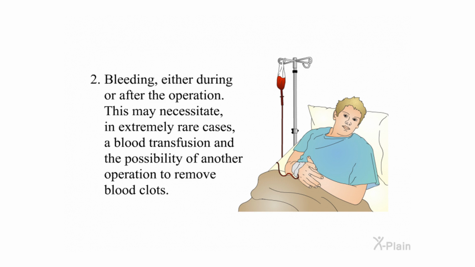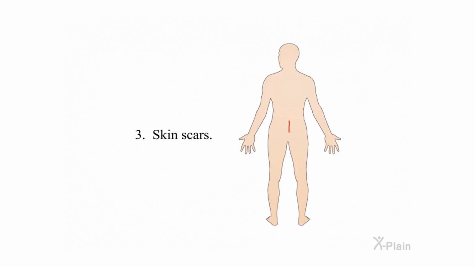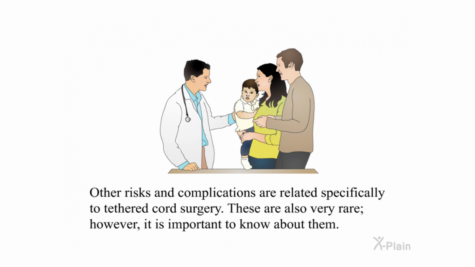2. Bleeding, either during or after the operation. This may necessitate, in extremely rare cases, a blood transfusion and the possibility of another operation to remove blood clots. 3. Skin scars. Other risks and complications are related specifically to tethered cord surgery. These are also very rare, however, it is important to know about them.